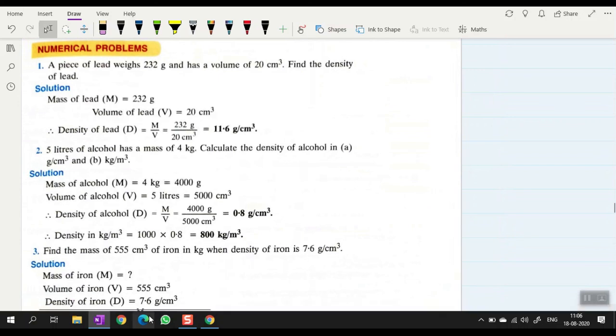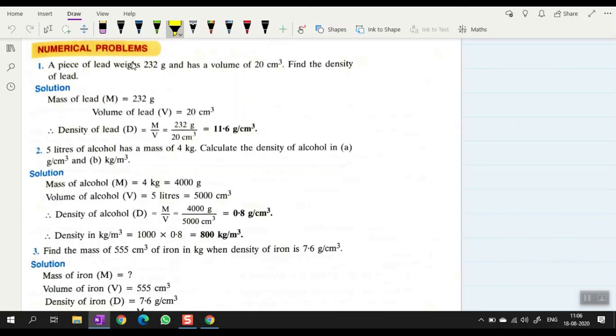Okay, now I will just discuss briefly some numerical problems which are shown over here, some solved examples, so that you understand how to solve these numerical problems from your exercise. Today we are finishing this chapter, and after this I'll be doing math for your upcoming exams. So this chapter will be over, and the exercise will be given as final homework for this chapter. Okay, so let's first discuss the numericals.